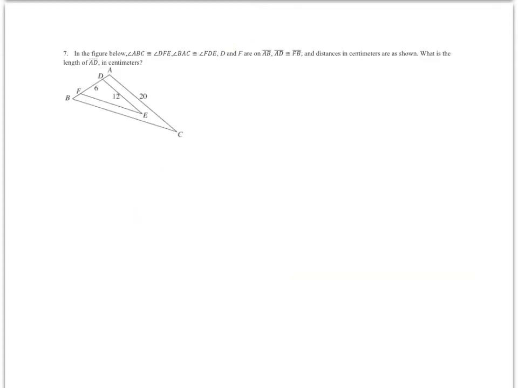In the figure below, angle ABC is congruent to angle DFE. What that means is they have the same measure. So one arc in each of those means they're congruent. Measure of angle BAC. No, I did that wrong. Hold on a second. ABC and DFE, these two are congruent. And then it says BAC, which I'm going to put two little marks on, is congruent to DFE.